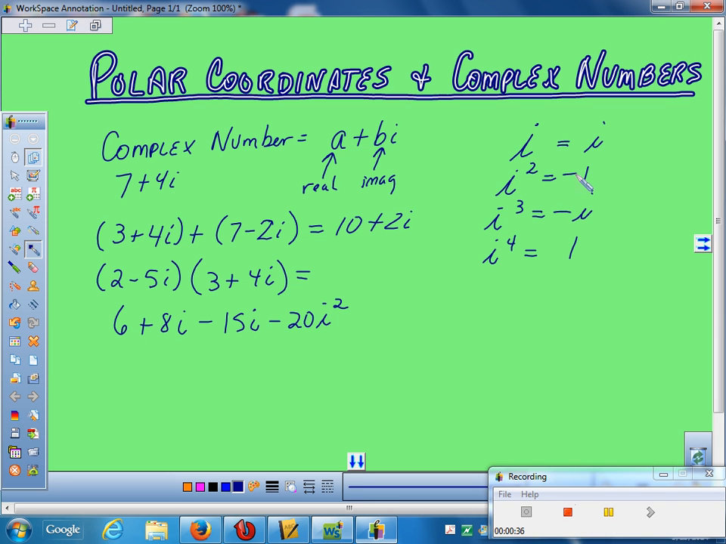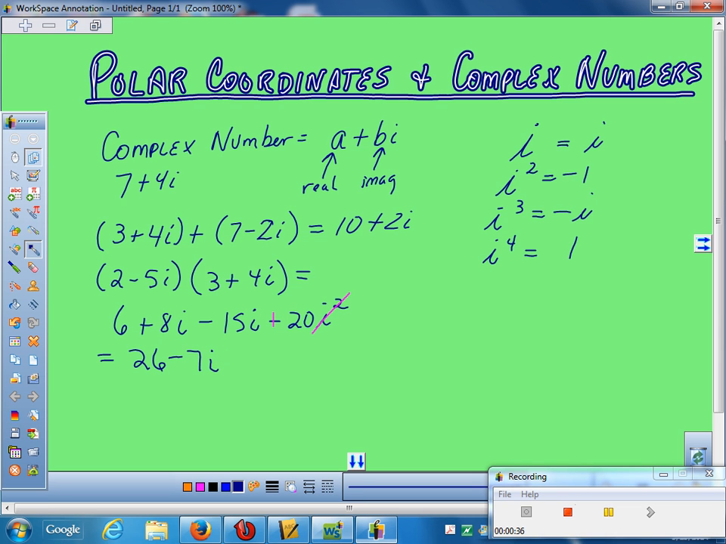So what can I do with i squared? It's negative 1. i squared is by far the most common one you ever see, and so anytime you see an i squared, you go, oh, that's really -1. So I can take the i squared out, and when you multiply it by -1, it becomes a positive 20. Now add up your like terms. 6 plus 20 is 26. 8i minus 15i is minus 7i. So we have 26 minus 7i.